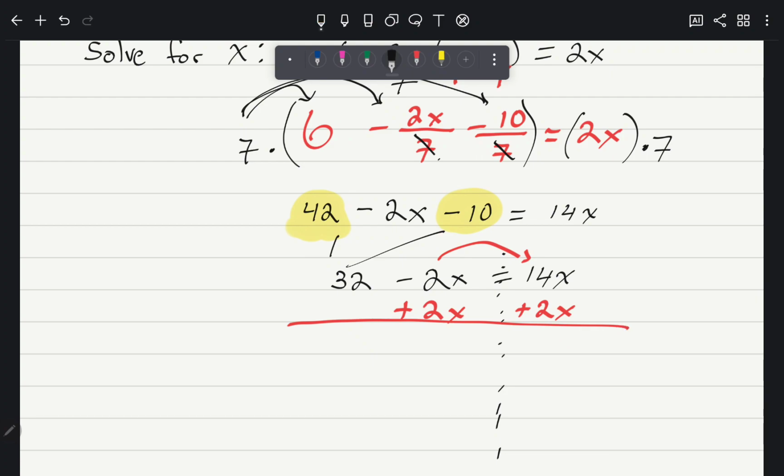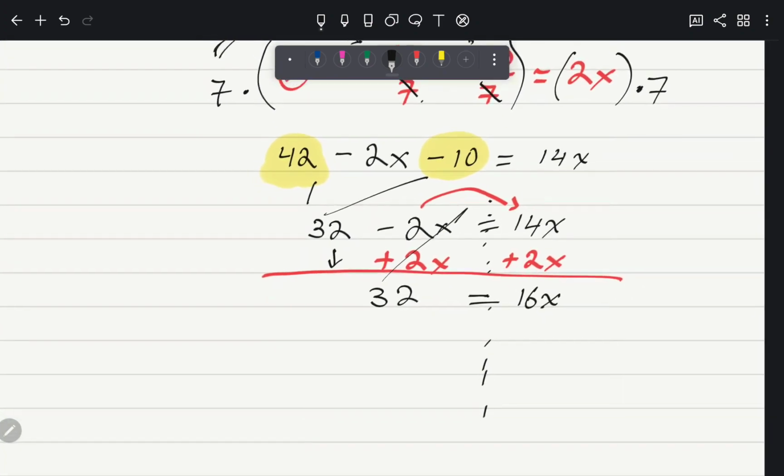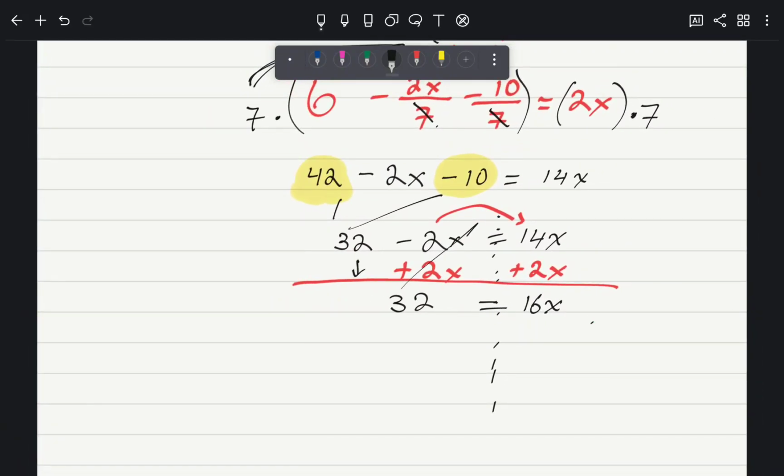So now we're going to get negative 2x plus 2x will cancel out. That will give us 0. We'll bring down the 32 on the left is equal to, and then 14x plus 2x gives us 16x. These are like terms. We can combine them. Now I have all of my x's together on one side. I have all my constants together on the other side.